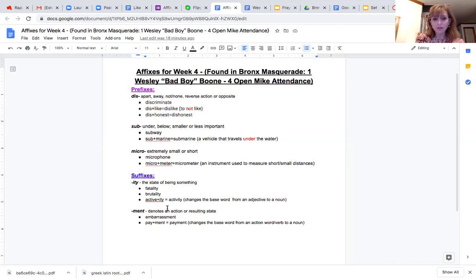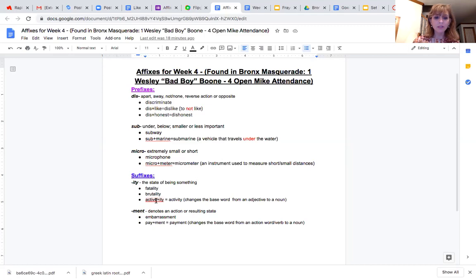And then I have an extra one that I came up with, which is activity. So the state of being active. Now notice with all of these, the root word or the base word is an adjective. Okay, something you would describe, like a disease can be fatal, like a left hook can be brutal.